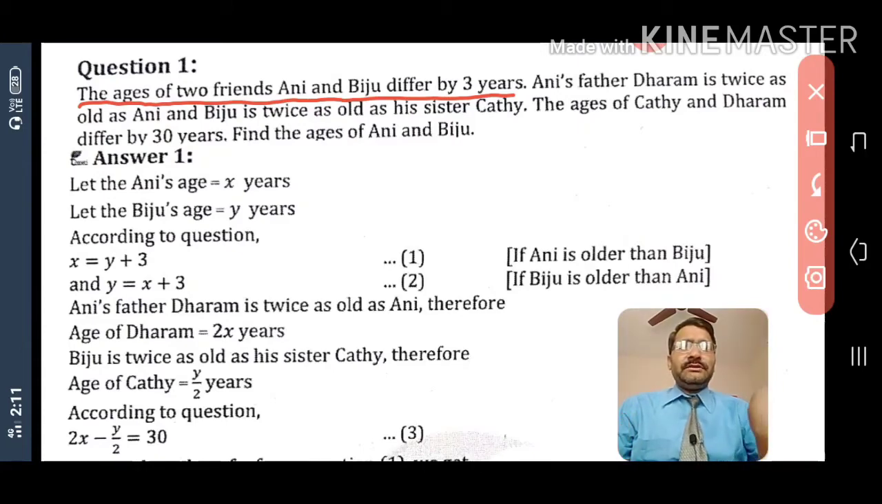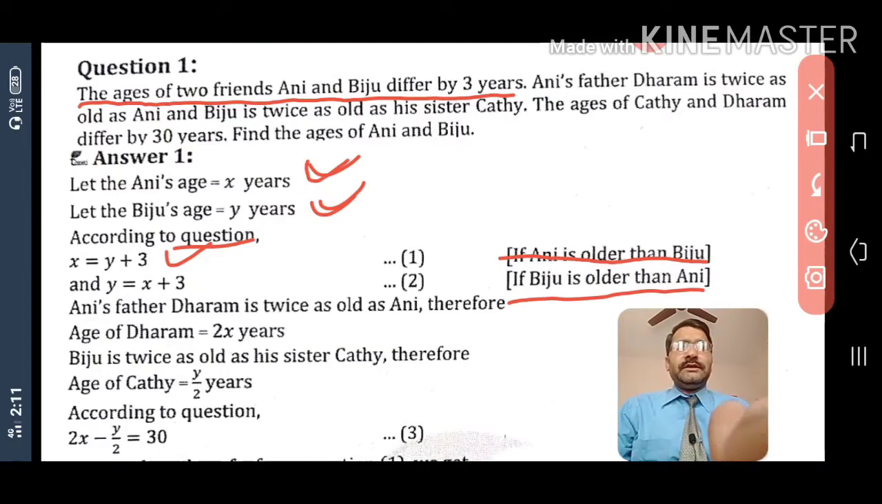So according to this, you will take Ani's age as x years, and Biju's age you will suppose y years. So according to this question, we have two cases here. If Ani is older than Biju, then we have x equal to y plus 3, and if Biju is older than Ani, then we have y equal to x plus 3.